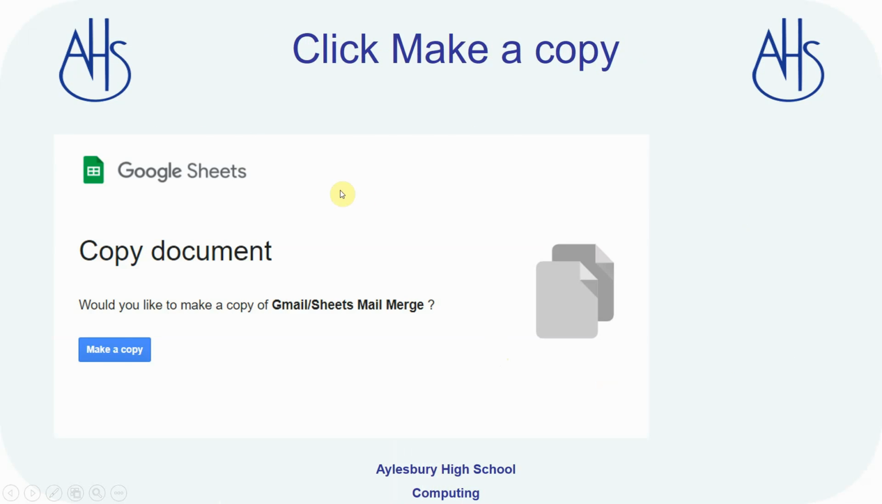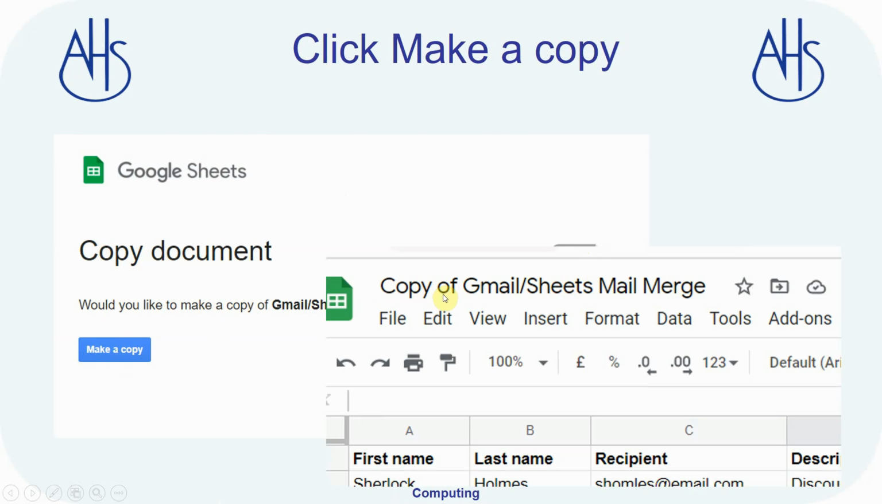you'll get a pop-up appear. And that pop-up will be: Copy document. Would you like to make a copy of this? And you just click make a copy. It will then open it up and you will see copy of Gmail Sheets mail merge. Now, at that point, if I were you, I'd recommend you rename it to something that makes sense to you. And also you might want to move it into a folder. Again, I'd recommend that you make a folder and call it mail merges that you keep in your document area and then move it into that.